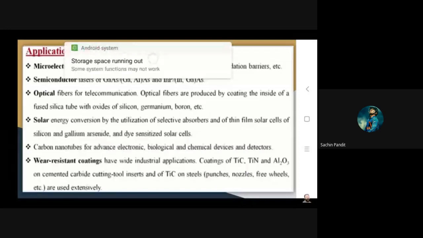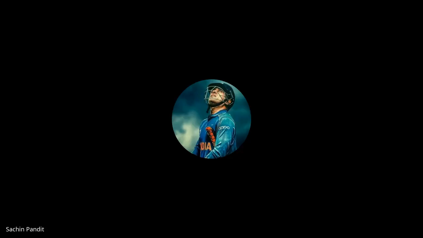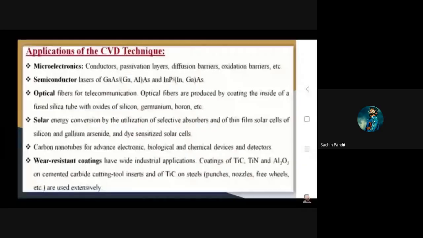Then we are using it for solar energy purposes also. So solar energy conversion by the utilization of solid absorbers and thin film solar cells of silicon and gallium arsenide and dye cells also. Then carbon nanotubes for advanced electronics, biological and chemical devices and detectors also. Then wear resistance coatings have wide industry application. So coatings of titanium carbide, titanium nitride and alumina on cemented carbide cutting tool inserts.